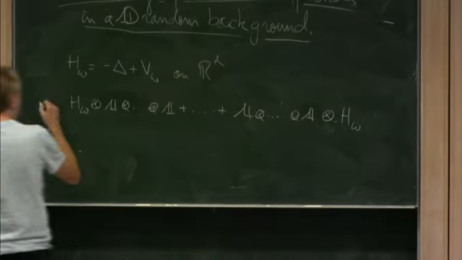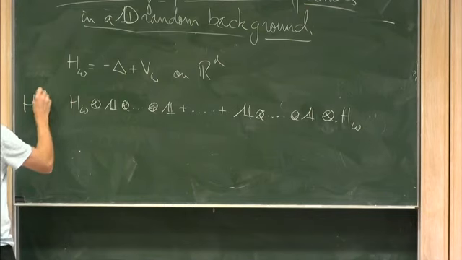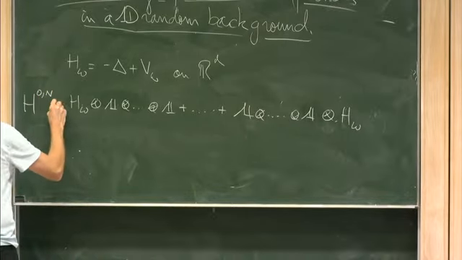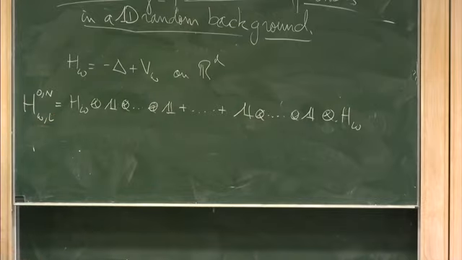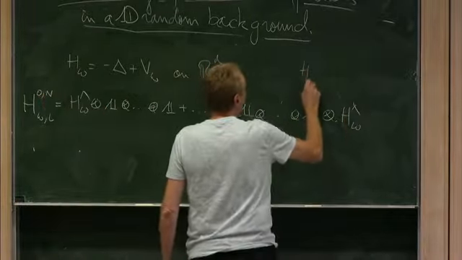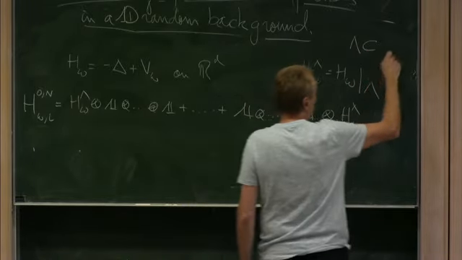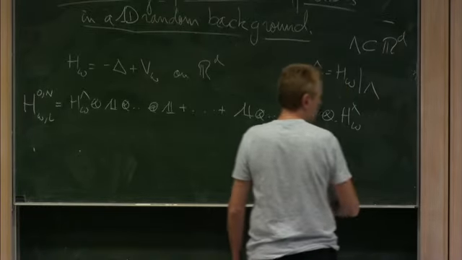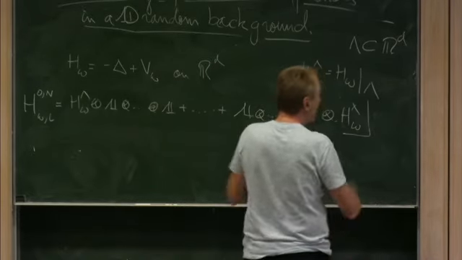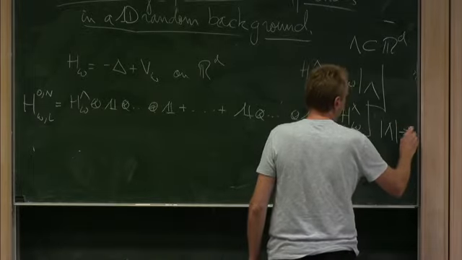Actually, I'll be looking at the system inside some box. So this one I call H, with superscript and indices 0, n. So what is H omega? H omega lambda is going to be H omega restricted to lambda, and lambda is something large. A large cube, for example, or a ball, such that we are thinking of the limit where lambda is sent to infinity.